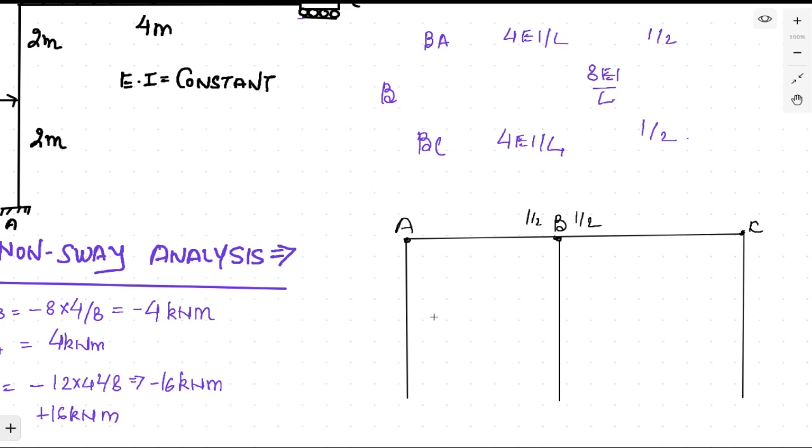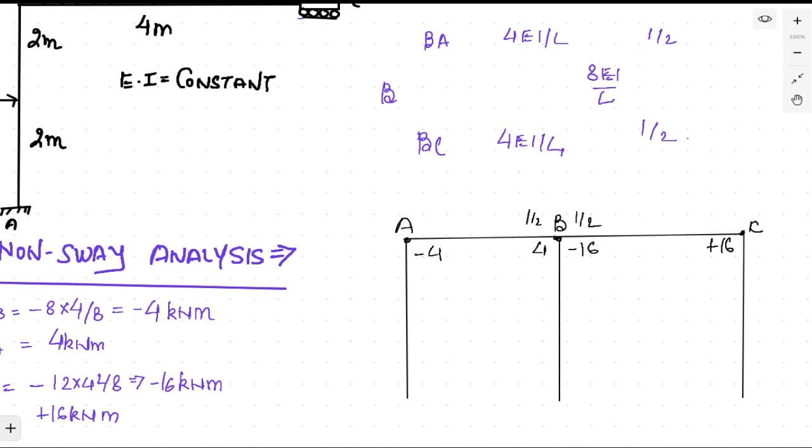Now the fixed moments are already with us. This is M AB is minus 4. This is plus 4. This is minus 16 and this is plus 16. These are the values which are with us. All of these can take the value. अगर ये hinge होता तो मैं 16 को minus करके फिर वापस लेके आता, उसको correction करता.